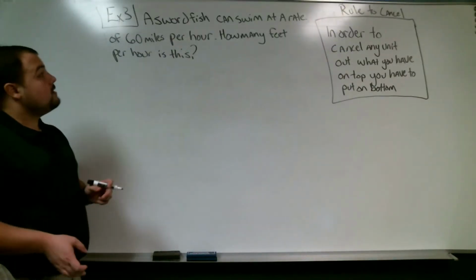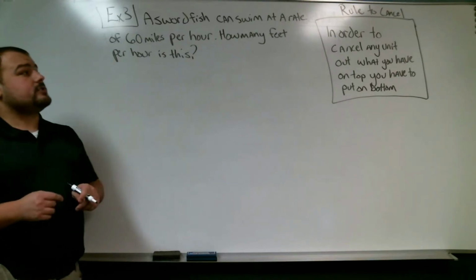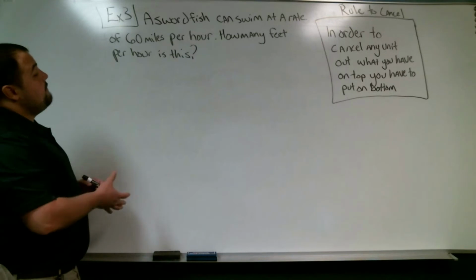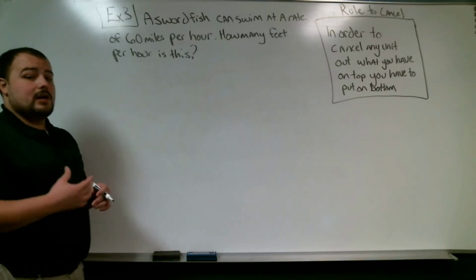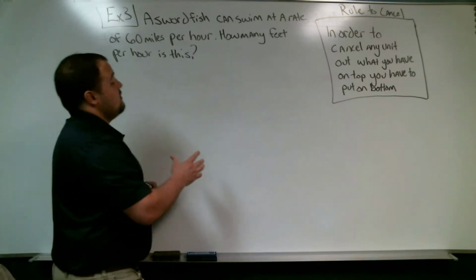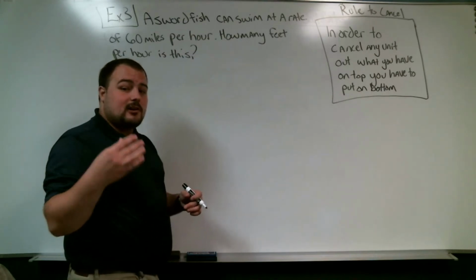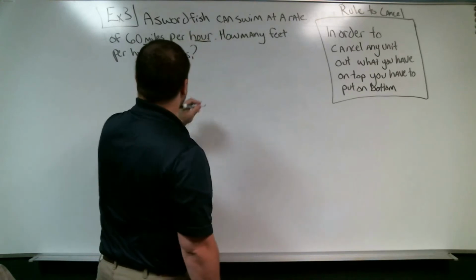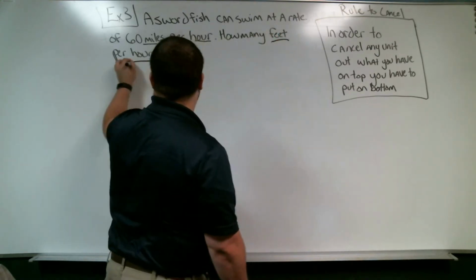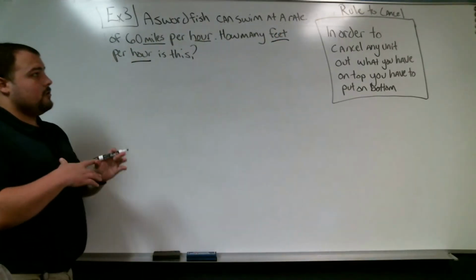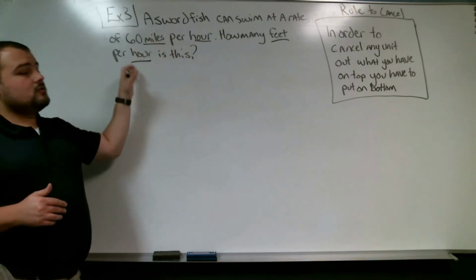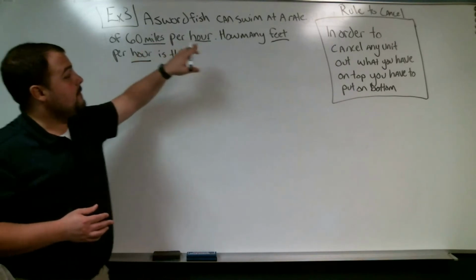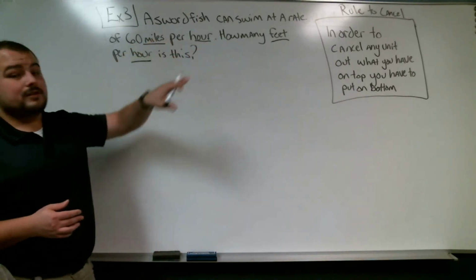Example 3. So this one says that a swordfish can swim at a rate of 60 miles per hour. It's pretty fast. How many feet per hour is this? So we have to change our units. I'm going to go back to the word problem and underline what units I have. Miles and hours. And then it says feet and hours. So the one unit that's really changing is my unit of measurement of distance, miles to feet.